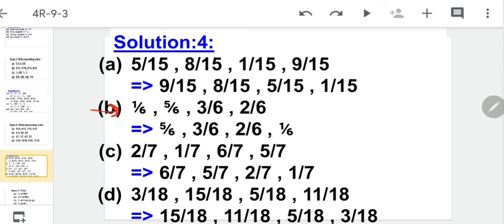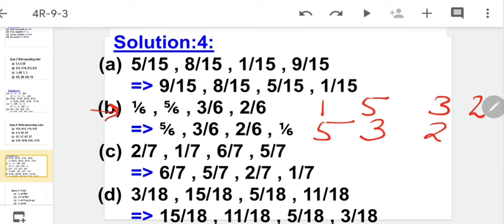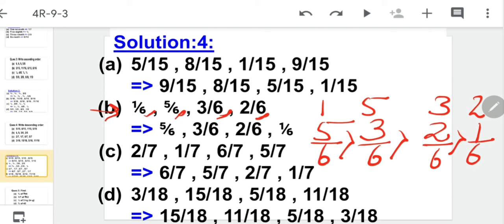Now let's see another question also. We have 1, 5, 3 and 2 in numerator. Now place them according to their descending order. So it will be 5, 3, 2, 1. And now place their denominator, which is 6. So it will become 5 by 6, 3 by 6, 2 by 6 and 1 by 6. So this is the descending order for these fractions.